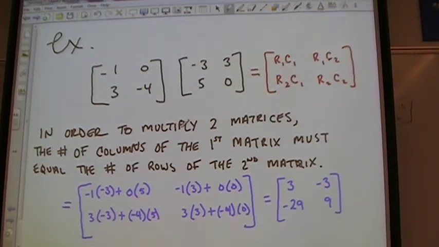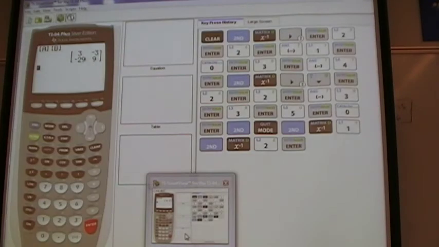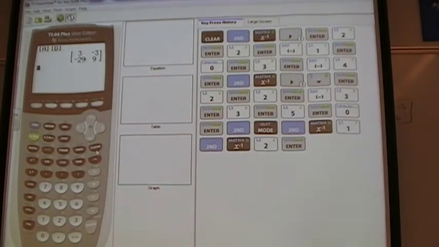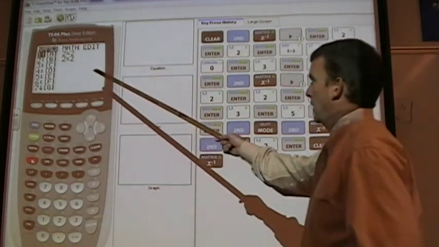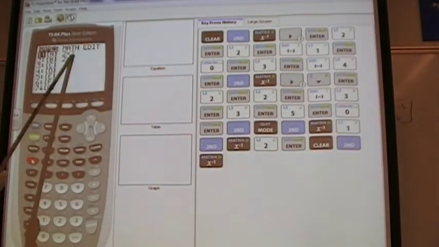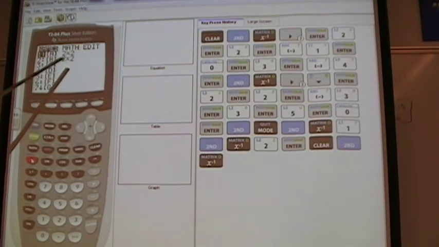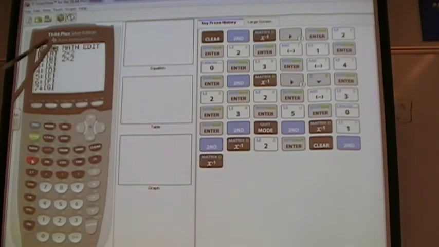Alright, so in your calculator, let me clear this. Okay, you want to go to second, matrix. If you've never used matrices before on your calculator, then you probably don't have anything right here. Who does not have anything right here? Okay, that's fine. So you just have all the matrices.